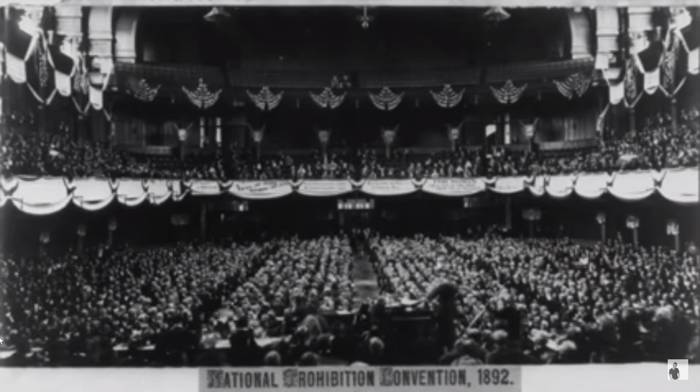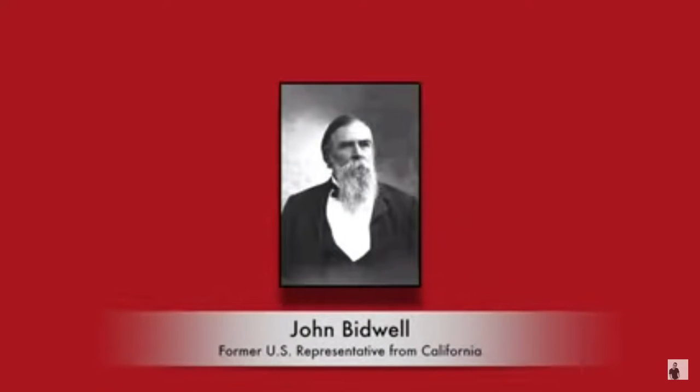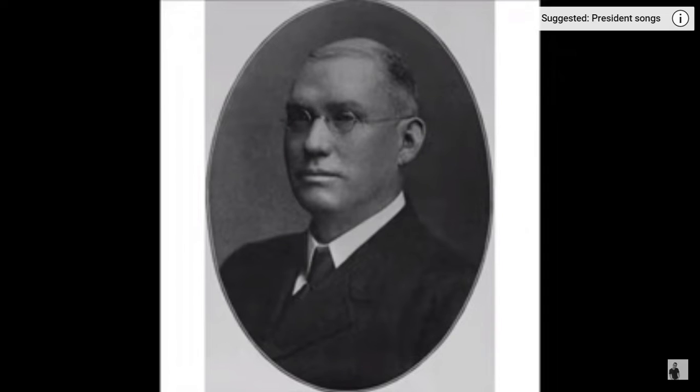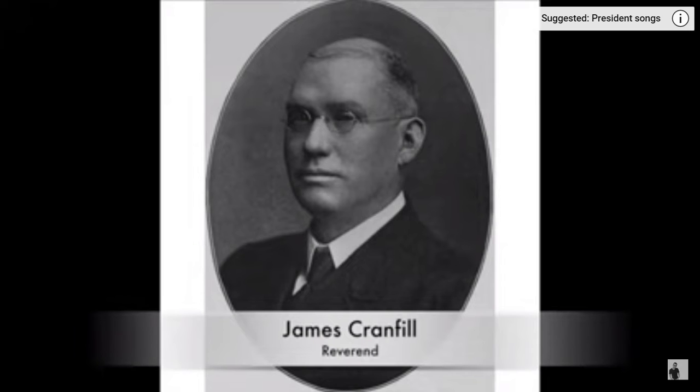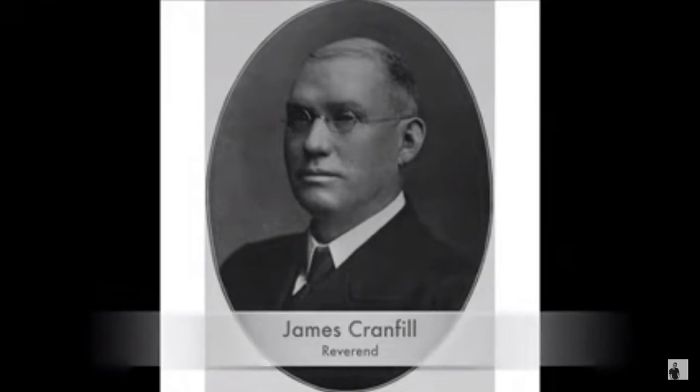The Prohibition Party was still going strong. At their convention, there were talks of merging with the Populists, but it just never panned out. They nominated John Bidwell, one of the original pioneers to head out west, and a former U.S. representative from California. Texas religious leader James Cranfill, aka the Reverend J.B. Cranfill, was Bidwell's running mate.